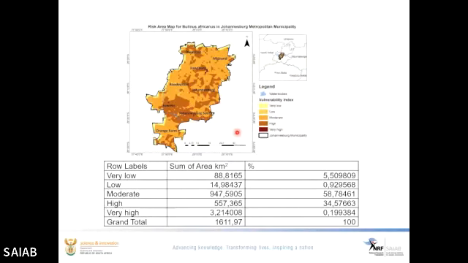The following areas, Johannesburg South, Soweto, and Randburg, were characterized by a high to very high risk of schistosomiasis infections.